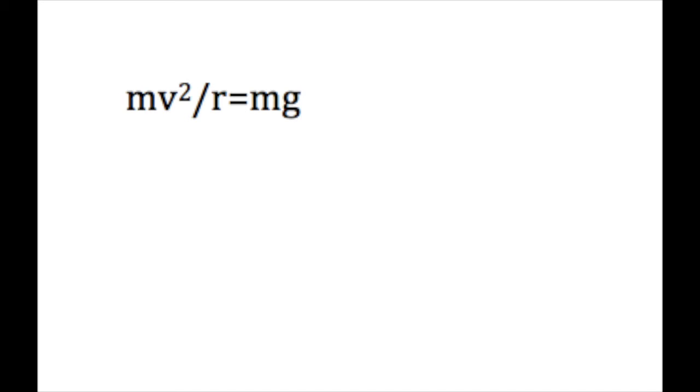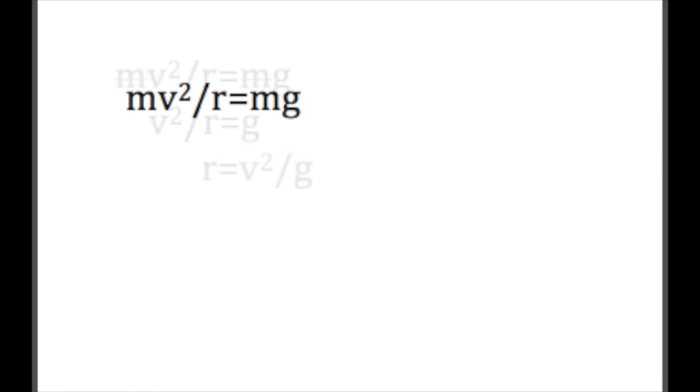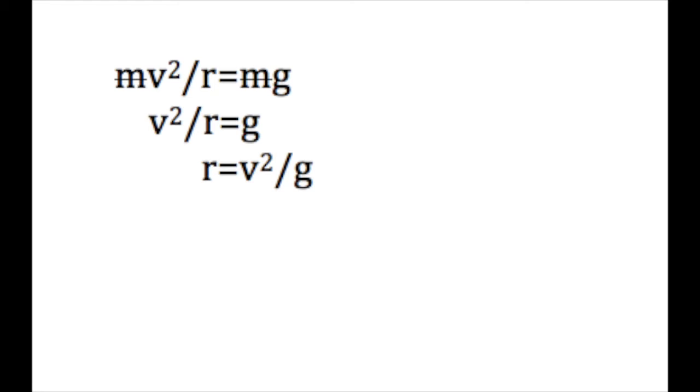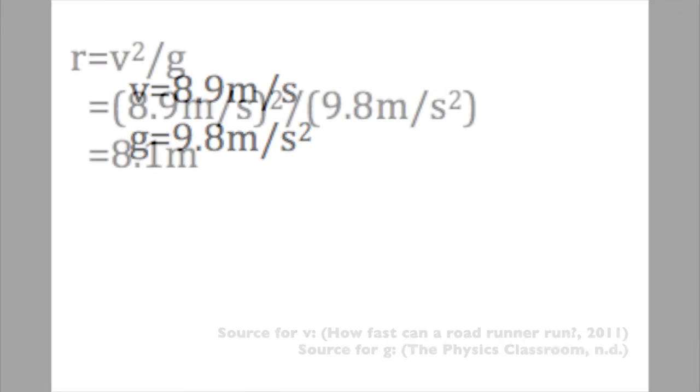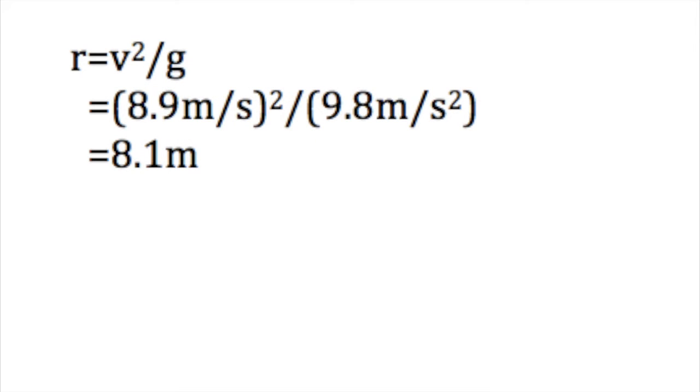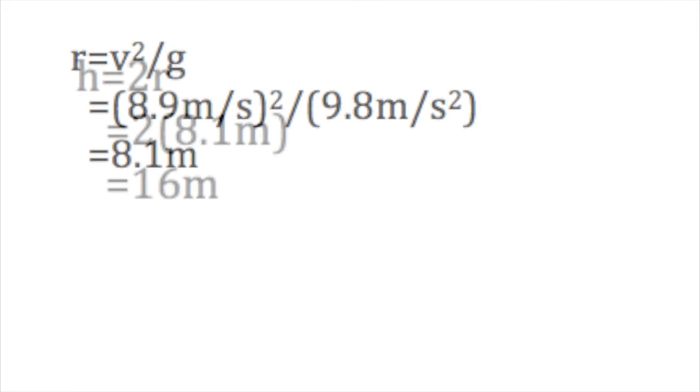Now that we have our complete equation, we must simplify in order to solve for the radius r. In doing this, we are able to cancel out mass, and the equation becomes r is equal to v squared over g. We know that the velocity of the two is 8.9 meters per second and that acceleration due to gravity is 9.8 meters per second squared. We can now plug in our values and solve, which will give us an answer of 8.1 meters.